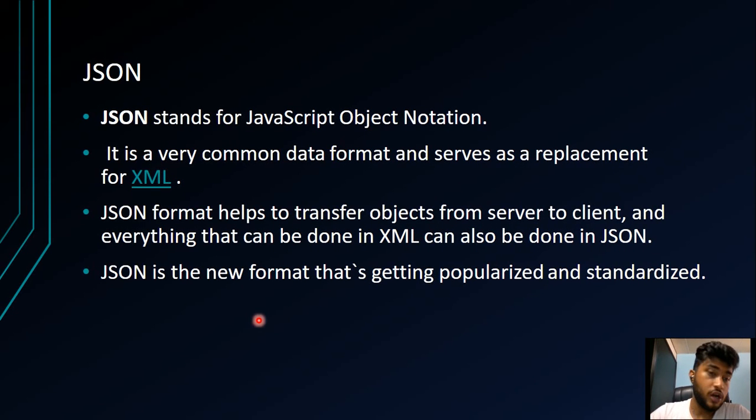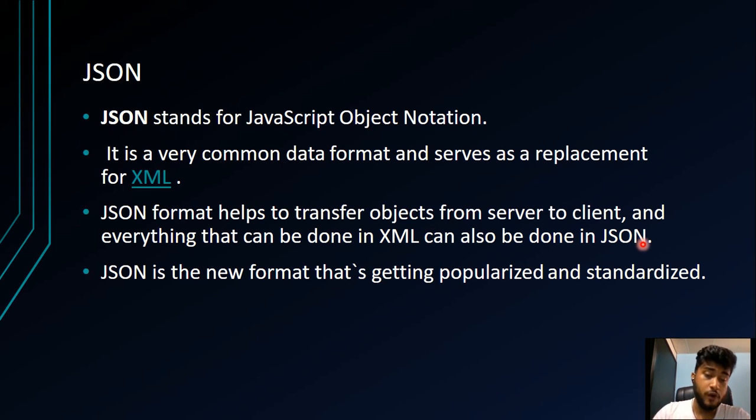Then let's talk about JSON. JSON stands for JavaScript Object Notation. It's a very common data format and serves as a replacement for XML. JSON format helps to transfer objects from server to client, and everything that can be done in XML can also be done in JSON.